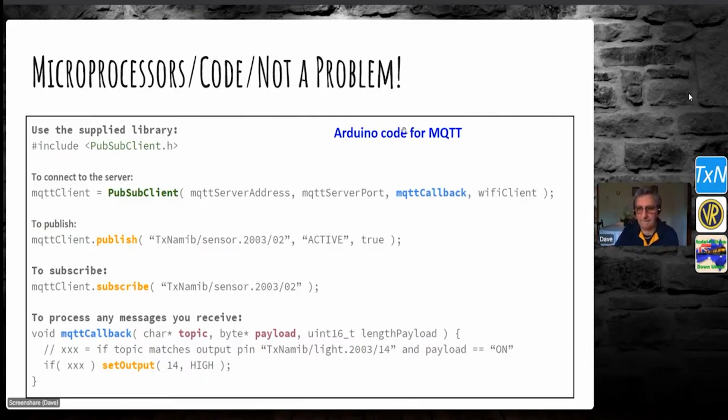Correct. So when the payload shows up and it matches what you think it should for that topic that was supplied, then you do, in this case, output 14 high. So you write the code to do that. When you get the payload for that topic and you want to set that high. Yep. Okay.